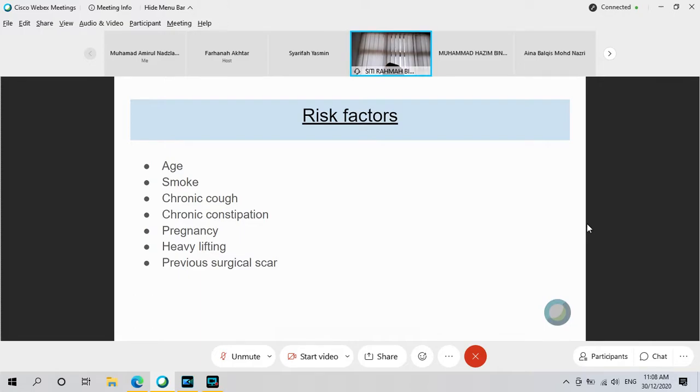Okay, so first the risk factor of hernia is age. As years progress, the tissue... Presenter, please turn on your video. Even if the others don't want to turn on theirs, at least the presenter should turn on the video. Like a doctor wearing a tudung.